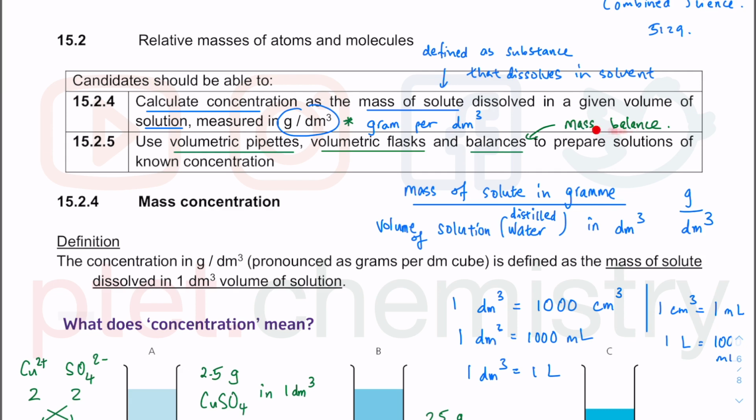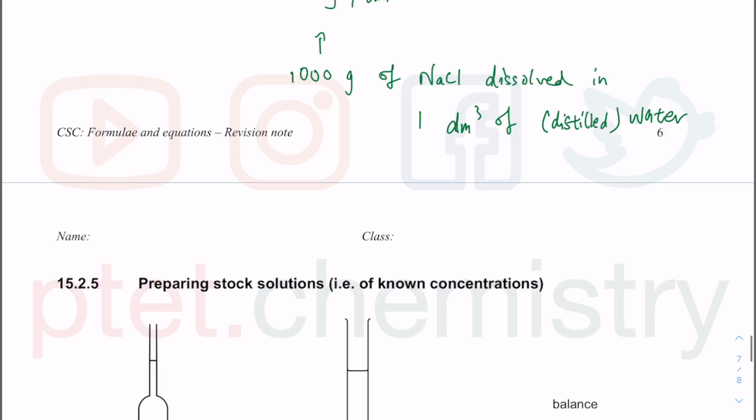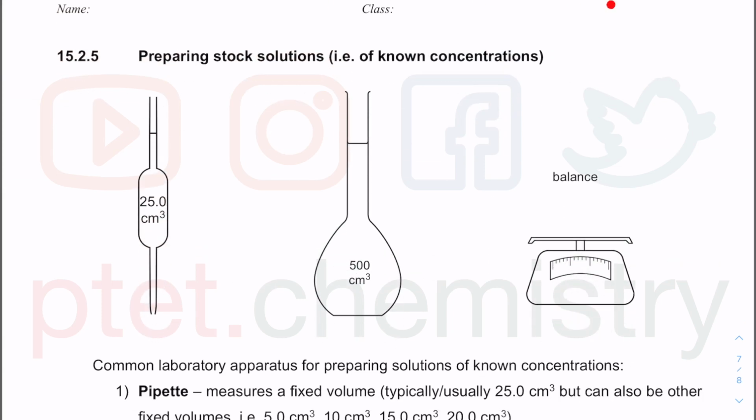There's an apparatus you need to know in physics as well. But then we also need the volume of solutions. And to prepare solutions, we need something called volumetric flask. But to know the exact volume of solution that we need, something called volumetric pipette. So to measure out volume, we need this apparatus.